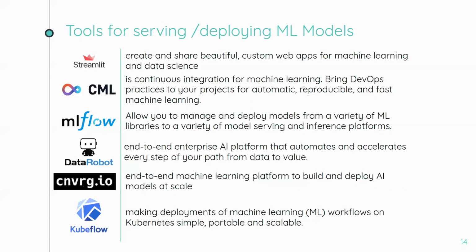Also, I use CNVRG. On their website, they call it the OS for machine learning. So it's also used for building end-to-end machine learning projects. Then Kubeflow is more like Kubernetes for machine learning. So it's just to manage your workflow.